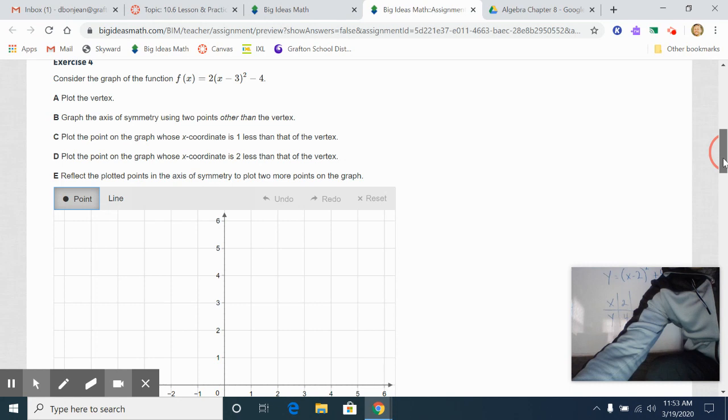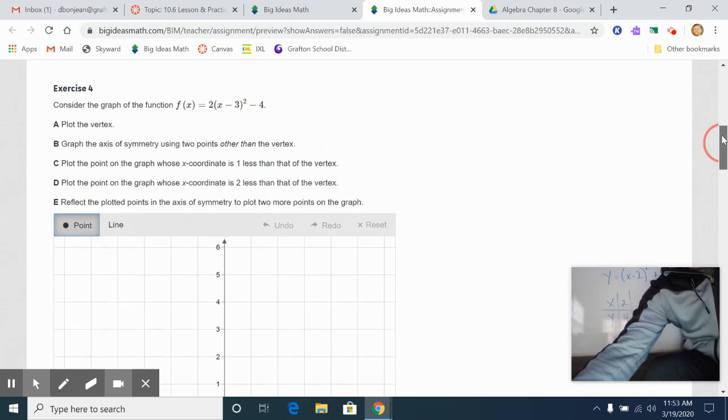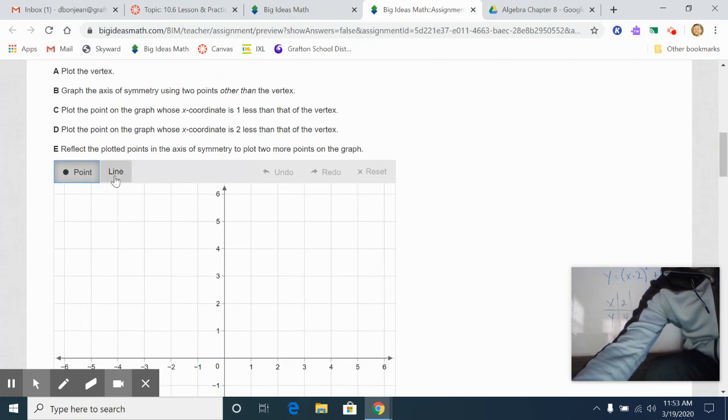There's your equation, but let's not worry about that. I just want to point out what your questions are. The next part asks you to graph the axis of symmetry using 2 points other than the vertex. You guys are going to use this line tool right here to do that. So you're essentially just graphing a vertical line that goes through here, right? That goes through 2 on the x-axis. That's your answer for part B.